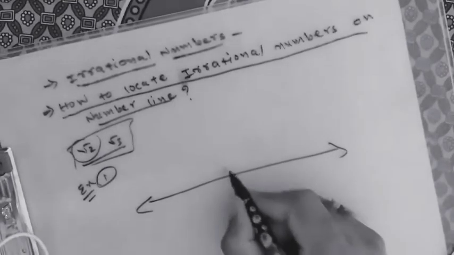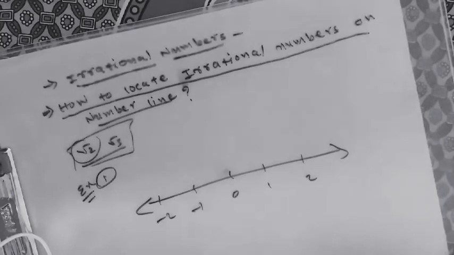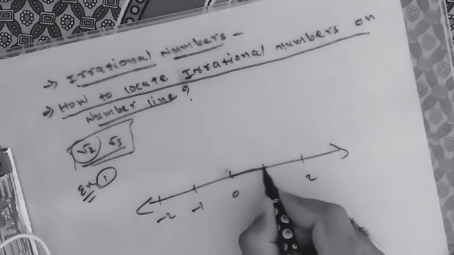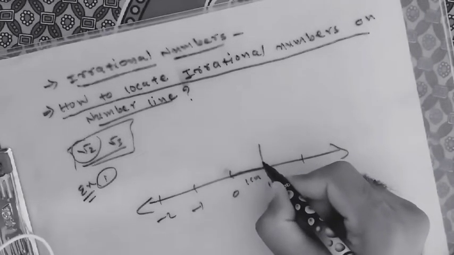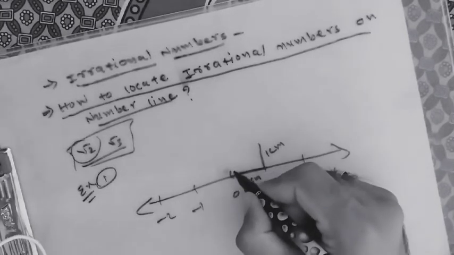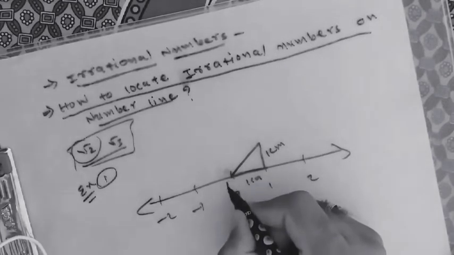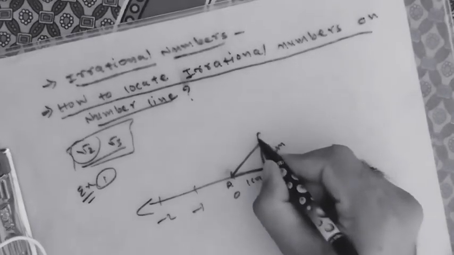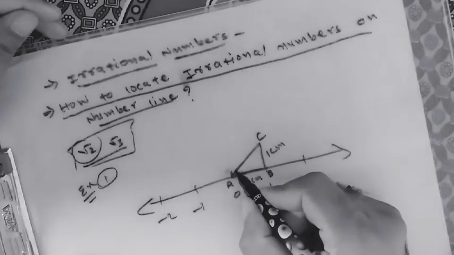Okay, so in the first example, first we draw a number line. Okay, now we take this 1 centimeter. Now we take another line of 1 centimeter and join this end to this end. Now name this as A, B and C. Okay. Now from Pythagoras theorem we can easily find out this length.